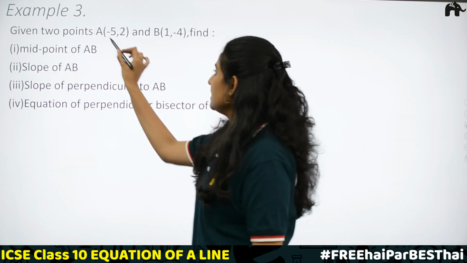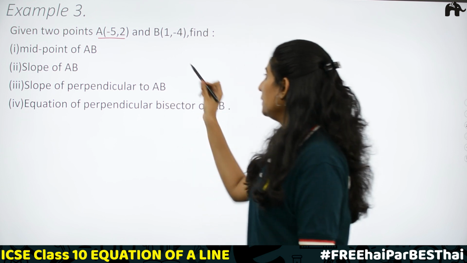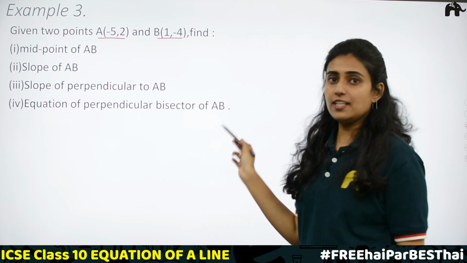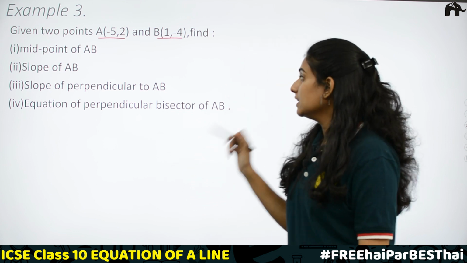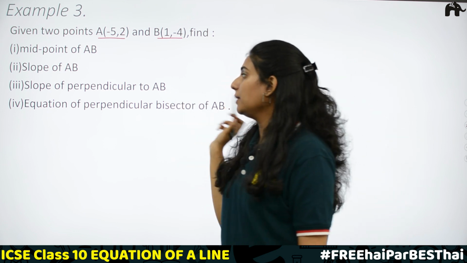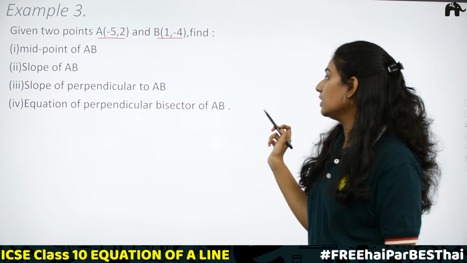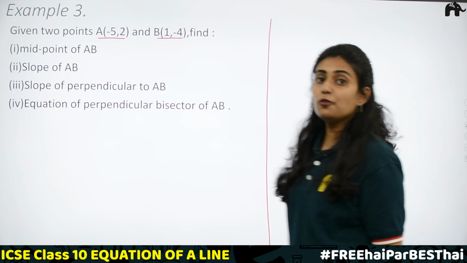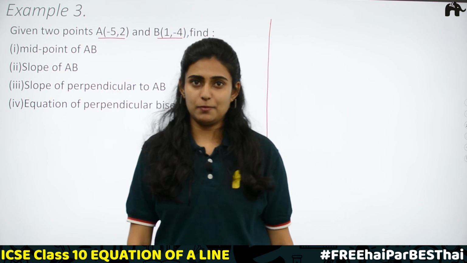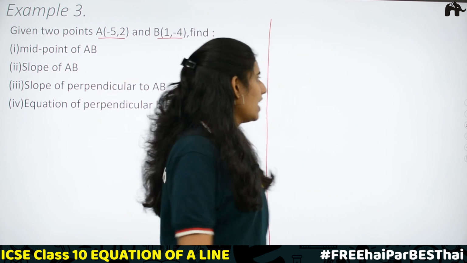Given 2 points A minus 5, 2 and B 1, minus 4, find: first, the midpoint of AB. Second, the slope of AB. Third, the slope of the perpendicular to AB. And fourth, the equation of the perpendicular bisector of AB. First, we need to find the midpoint of AB.